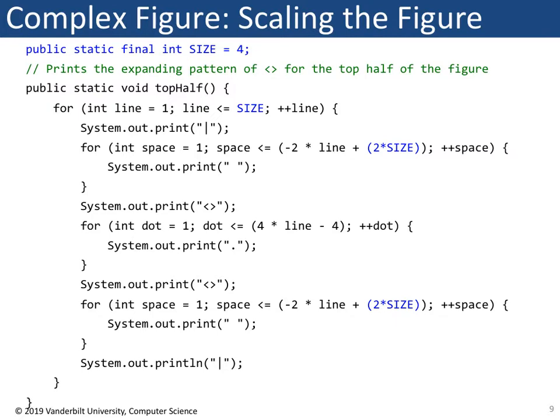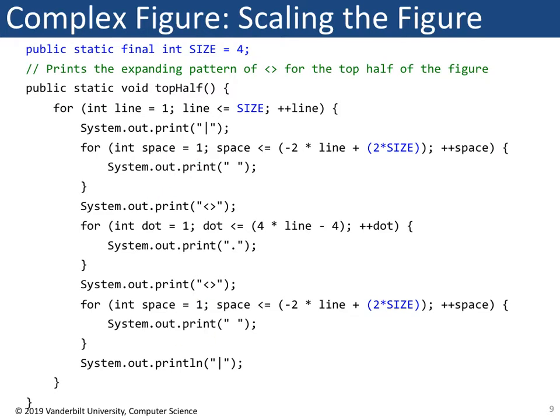Now remember, we said the dots actually didn't depend on size. We're always going to do 4 times line minus 4. So this is precisely the same as the for loop we used on the version of this from the previous lecture. We print again less than, greater than. And then finally, we print out the exact same number of spaces again that we printed above. So that's the exact same loop duplicated down here.